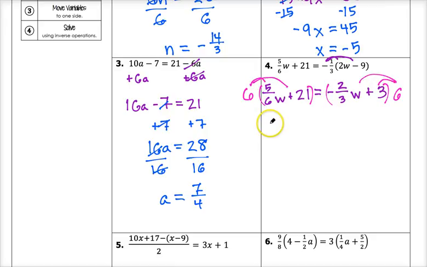6 times 5/6 is just 5, so this will be 5w. 6 times 21 is 126. And then on the right side, negative 2/3 times 6 is negative 4, so we have a negative 4w, and 3 times 6 is 18. Now this equation looks just like number 3 did, so I can go ahead and move my w's to one side by adding 4w.